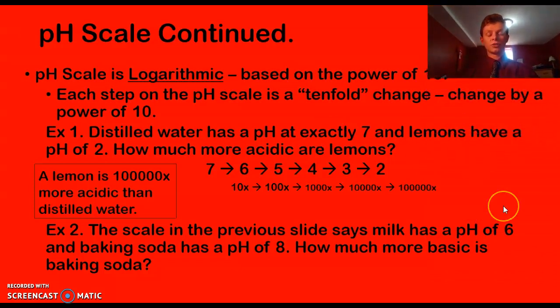I want you guys to right now pause the video, read the example, try it on your own, and then start the video back up and I will discuss the answer.